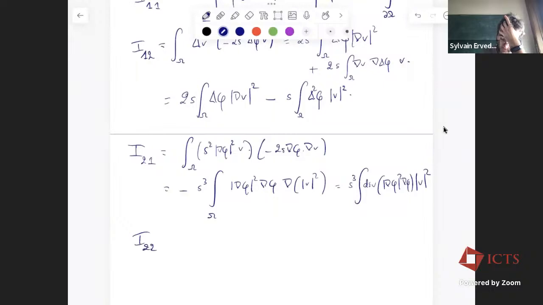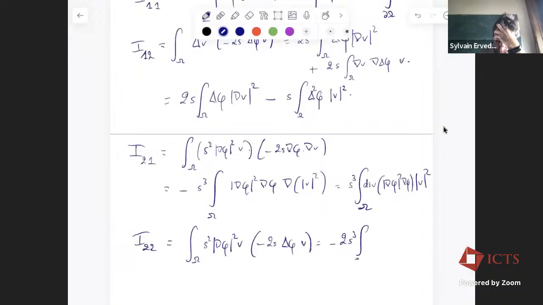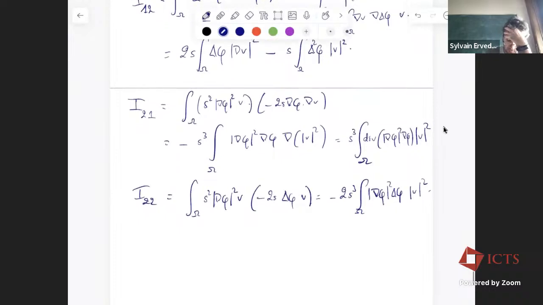For I22, this is the integral over omega of s square gradient of phi square V times minus 2s Laplacian phi V, and of course you have nothing to do. This is minus 2s3 integral over omega of gradient of phi square Laplacian phi V square. Okay, so if you put everything together, you get that the integral of P1V, P2V is, okay, the big thing.